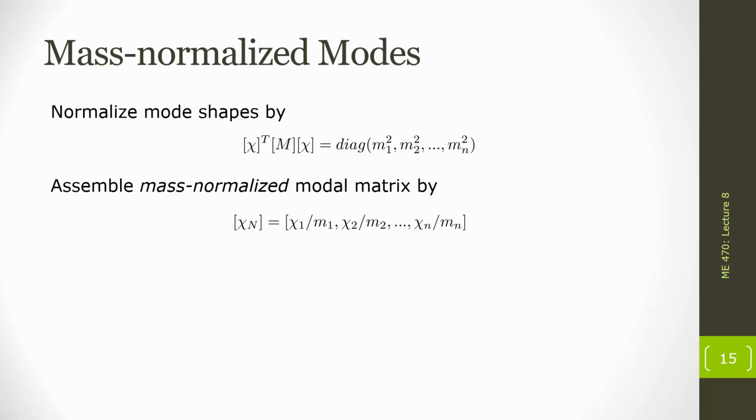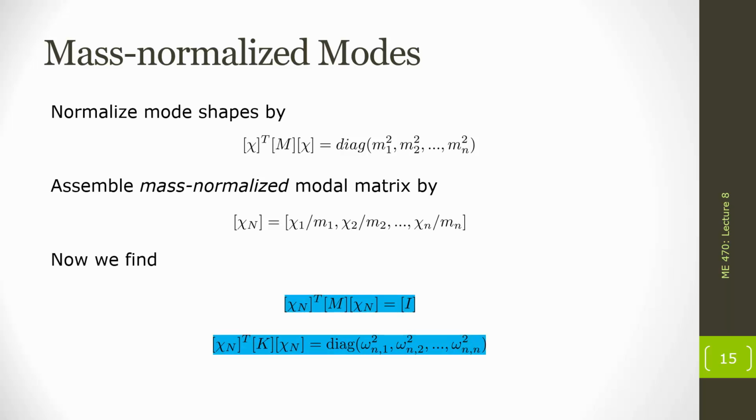So by doing this, it's going to make sure that our chi sub n is going to be in a uniform scale. It didn't matter what the original one was. When we rescale it this way, we're always going to get the same chi sub n values. So what's the utility of this? Well, let's start to piece some things together and see some properties of the mass-normalized modal matrix. So two important things come out.